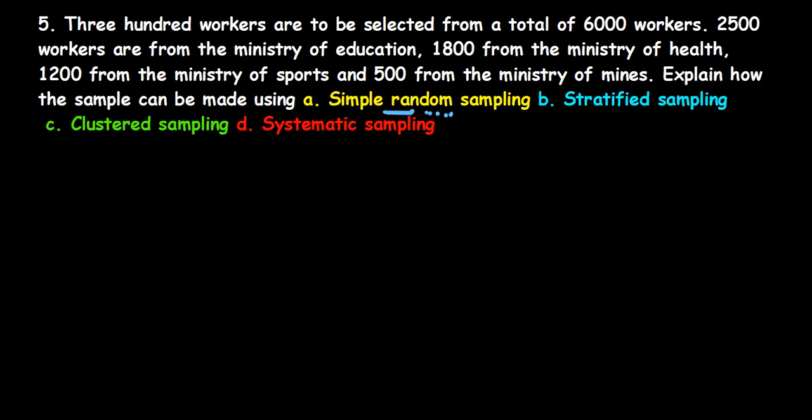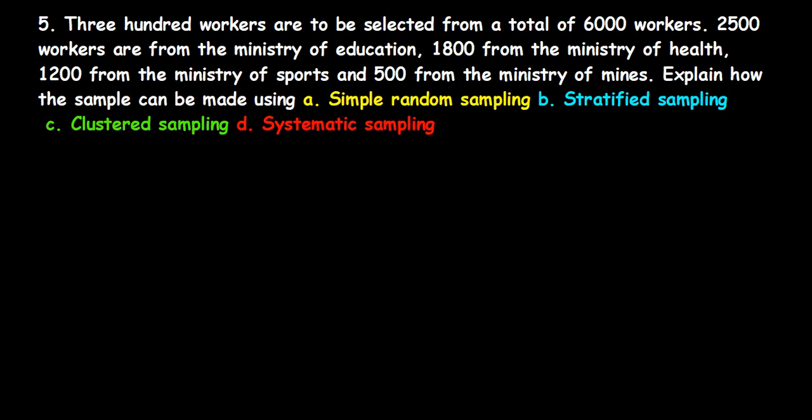So imagine you have these 6,000 workers, and you want to pick 300, and you use simple random sampling, and then you pick all these 300 just from the Ministry of Education. It means your selection here won't be representative. You just get workers from the Ministry of Education, and that's all. So that's one of the disadvantages of simple random sampling.